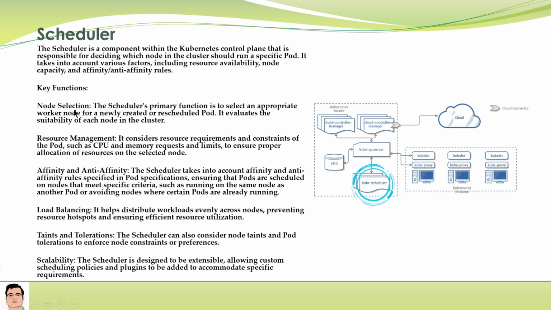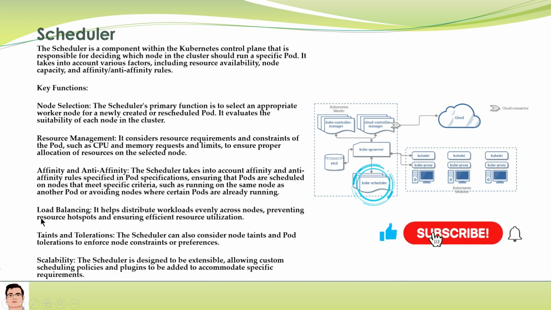So the key functionality is the node selection. It will select the node accordingly, which particular node we have to use to create a particular pod. The resource management, the affinity and anti-affinity, and all these things we are going to discuss in more detail. If you refer to my videos, you can find that we already discussed the affinity and anti-affinity rules specified in the pod specifications in more detail.